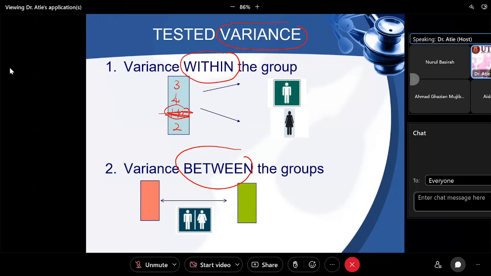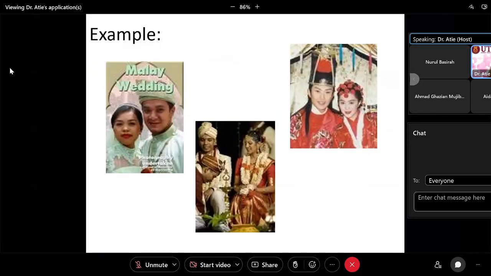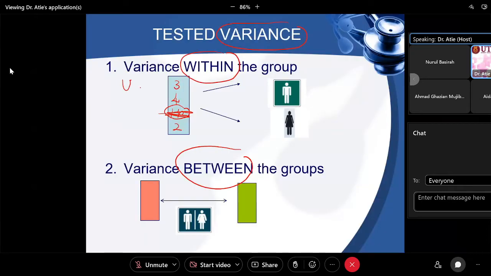So when you select, for example, when you would like to compare students from UTM, make sure they are similar to each other. They are almost equal, have the same score, have the same marks, and the same values and so on, all right? And after you have confirmed that the variance within the group is okay, then you can proceed to the next level. You need to check the variance between the groups.